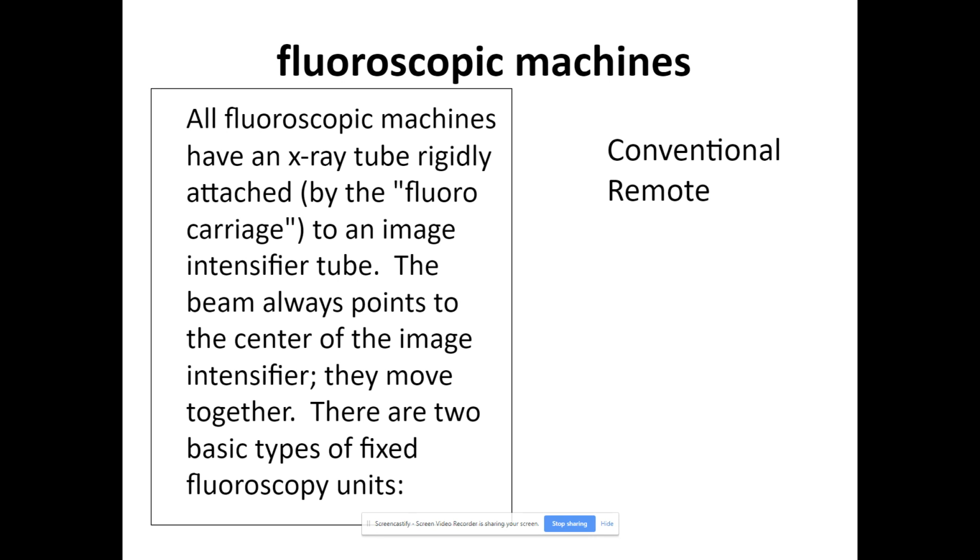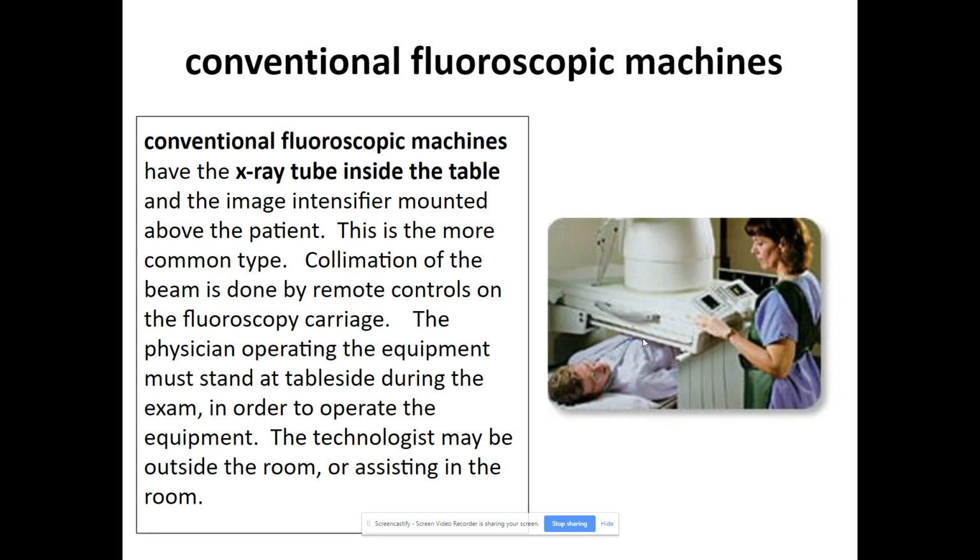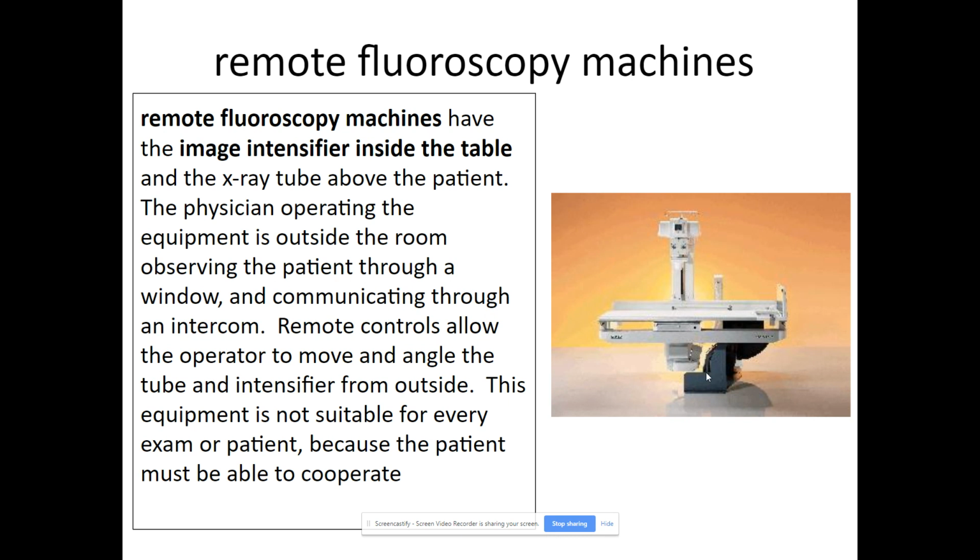There is a remote room. Anyone see a remote room? Where the fluoro is done from outside of the room, and you have like joysticks and stuff. But the main difference is that the image intensifier tube is, instead of on top, it's underneath, and the X-ray tube is on top, like we're kind of used to. Things are flipped around. Looks like this. Right, so down here you have all of your image intensifier.